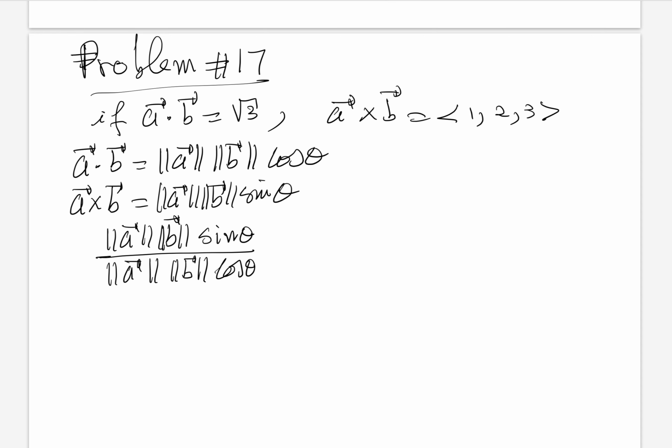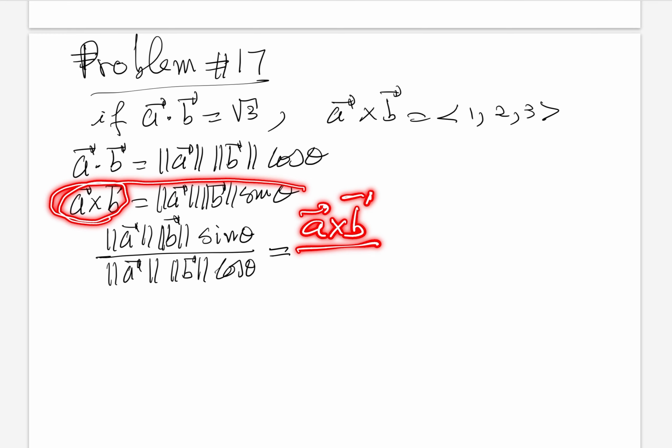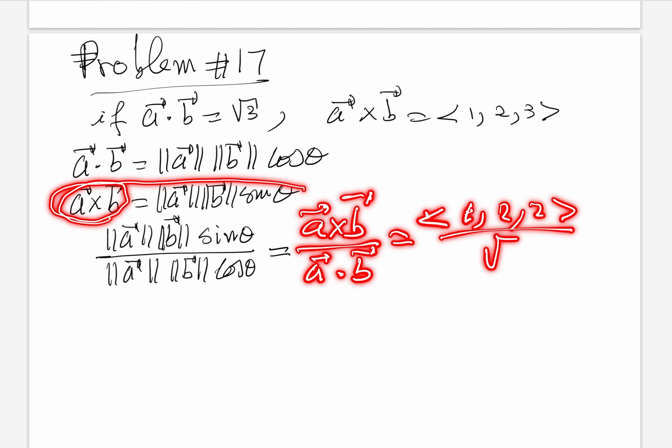If you divide both sides, the one on the top is equal to a cross b, here, the a cross b vector. And this is divided by the dot product of a and b. I think it's given, but I didn't write it down here. Yes, the vector is 1, 2, 2, and the dot product is square root of 3. And that's what you get.